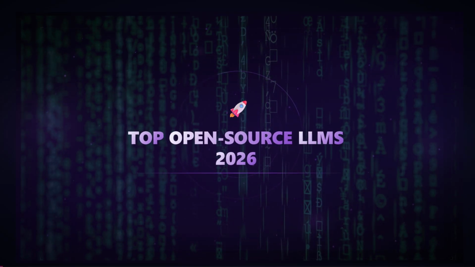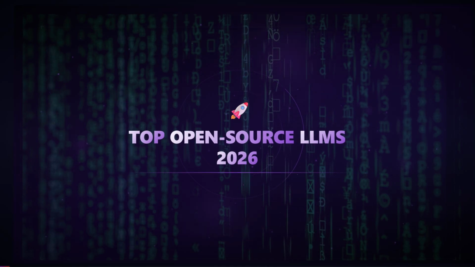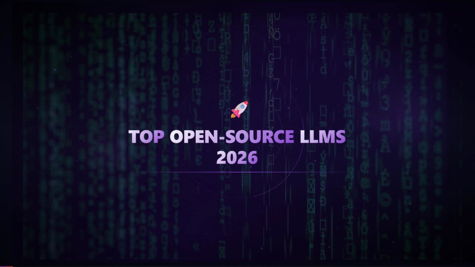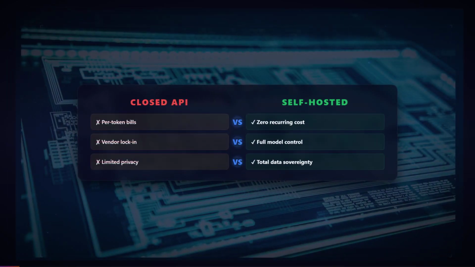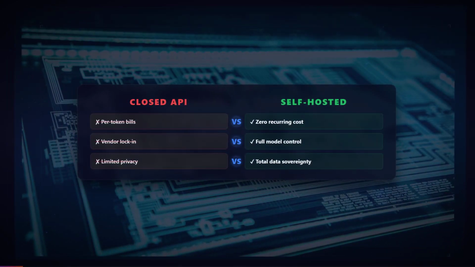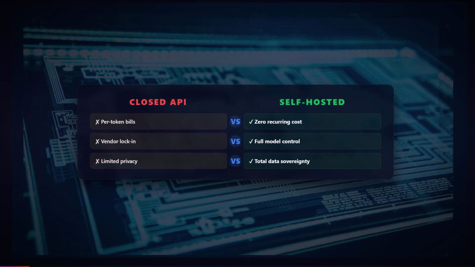Free, self-hosted, and actually better than the paid giants. These are the best open-source LLMs you can run in 2026. Closed models mean renting. Open source means you own the weights, fine-tune the data, and pay zero recurring bills forever.